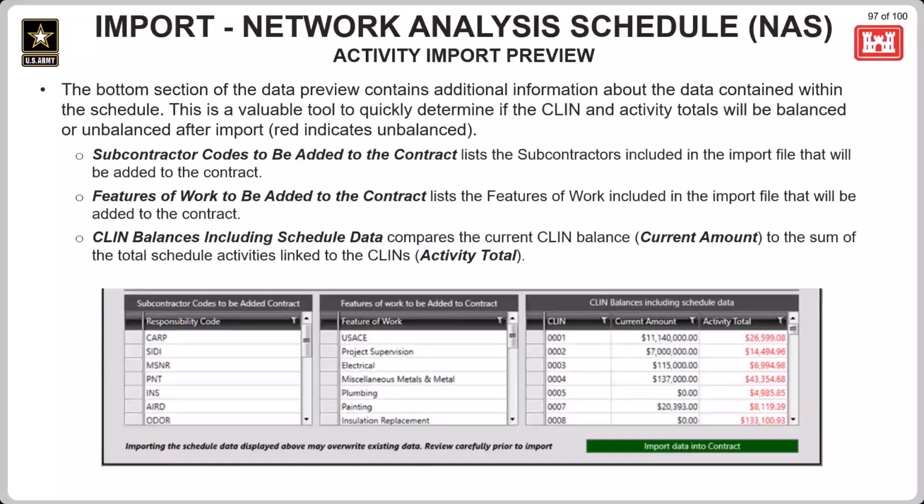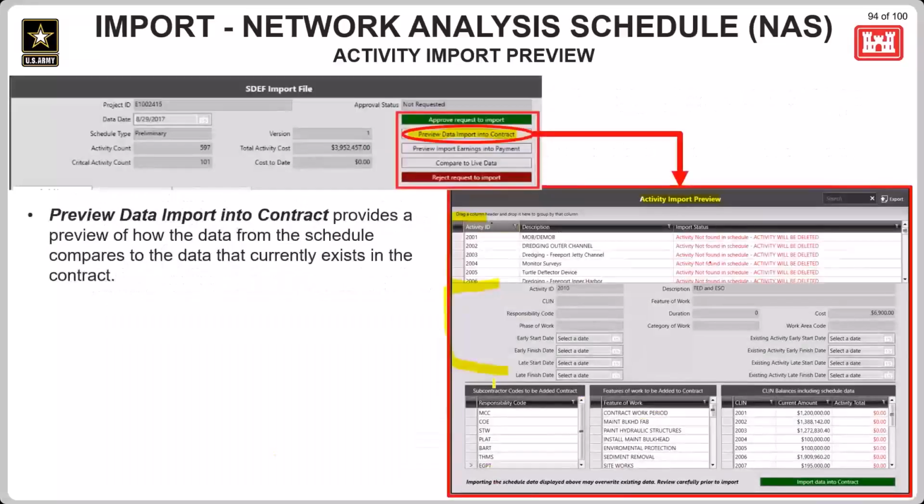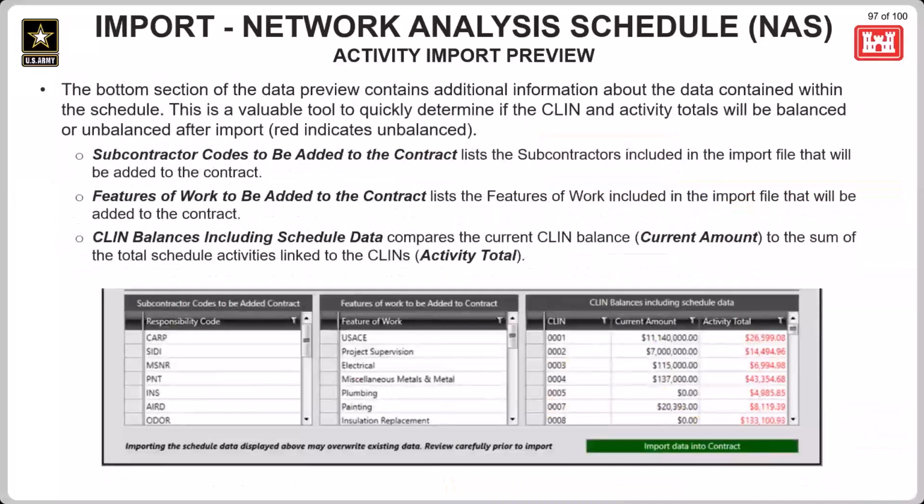Now the bottom section of the activity import preview. So real quick, let me hop back. We're now zoomed in on this bottom section with these three boxes. This is going to just contain more information about the data within the schedule and how it's going to be added to RMS. The subcontractor codes and features of work to be added to the contract boxes will only show the new subcontractors and or features of work that will be added with the import.